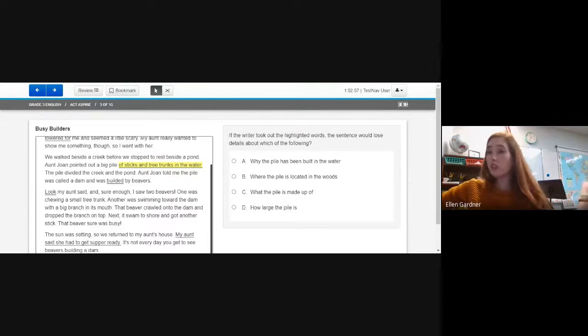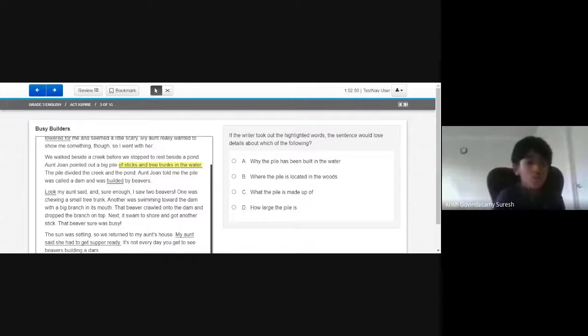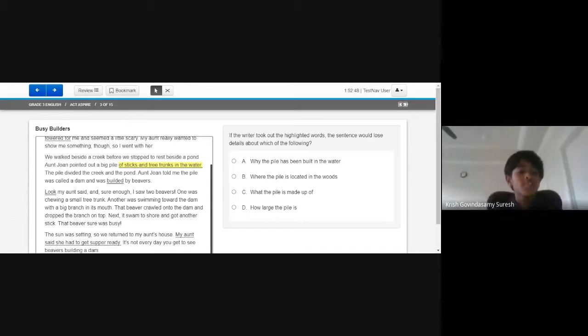And it probably would be helpful to read the whole paragraph. Krish, can you read the paragraph for us? Okay. We walked beside a creek before we stopped to rest beside a pond. Aunt Joanne pointed out a big pile of sticks and tree trunks in the water. It was called a dam and was built by beavers.